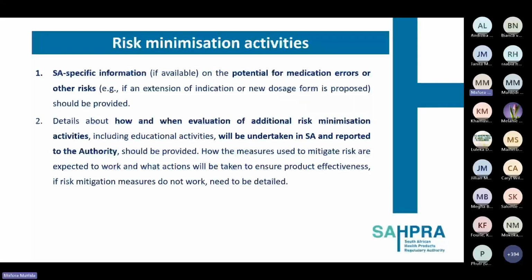Then SA-specific information, if available, on the potential for medication errors or other risk, should be provided. Details about how and when evaluation of additional risk minimization activities, including educational activities, will be undertaken in SA and reported to the authority, should be provided. How the measures used to mitigate the risk are expected to work, and what actions will be taken to ensure product effectiveness. If the risk mitigation measures do not work, it needs to be detailed as well.